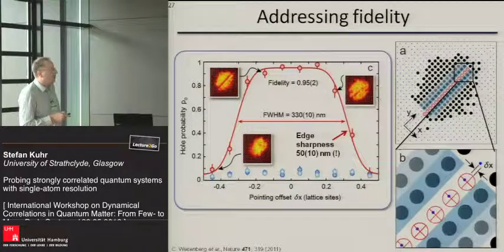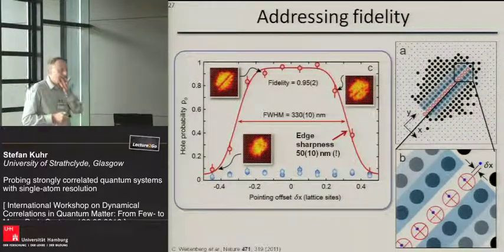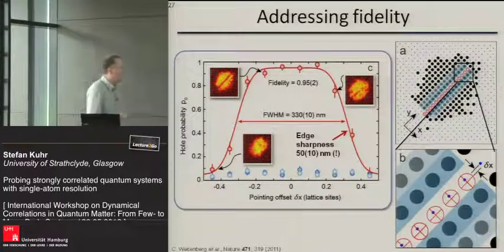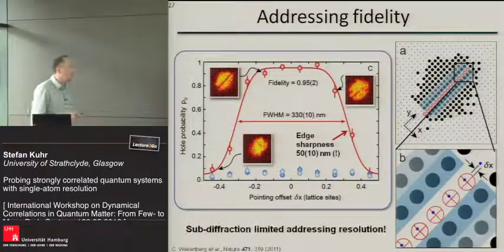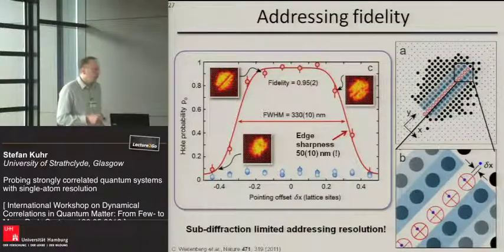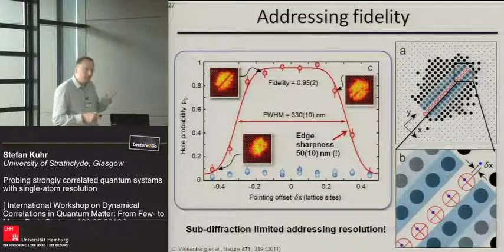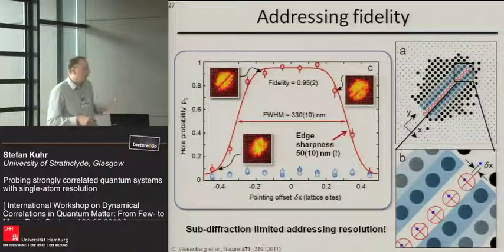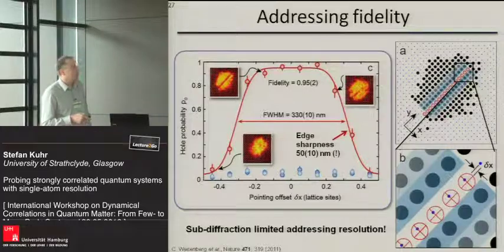And what's quite remarkable is that this curve has a width of 300 nanometers and, more interestingly, an edge sharpness of 50 nanometers. That has to be compared to the diameter of this addressing beam of roughly 600 nanometers. And this proves that with this technique, light shift plus microwave, we have realized a super resolution technique that allowed us to reach a sub-diffraction limited addressing resolution.